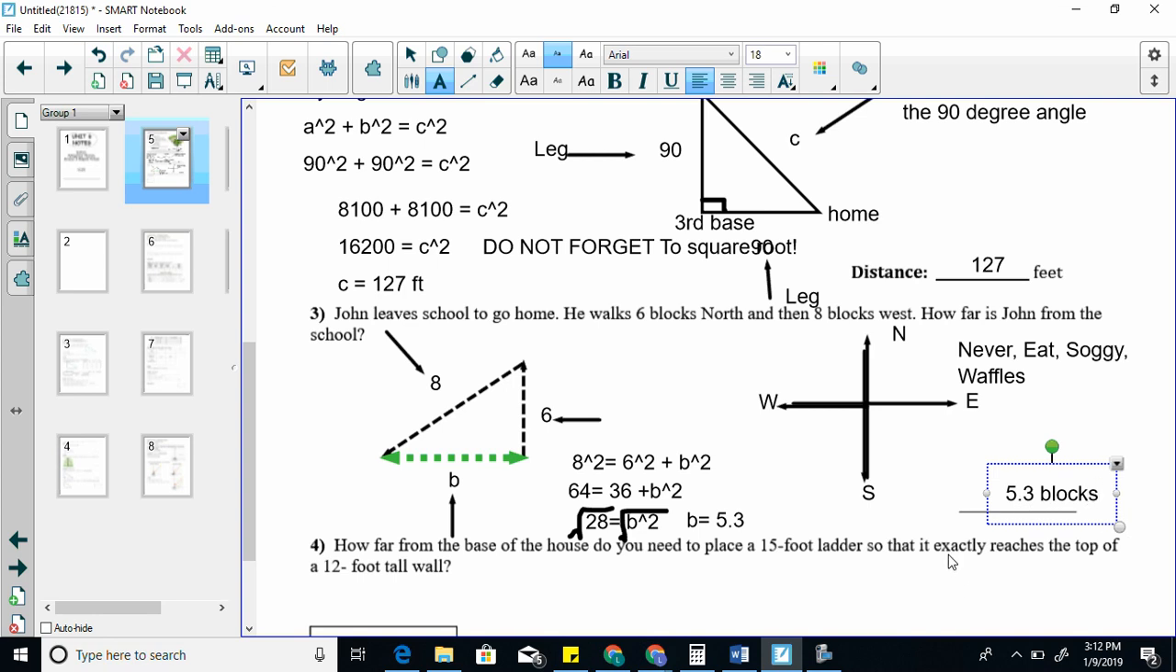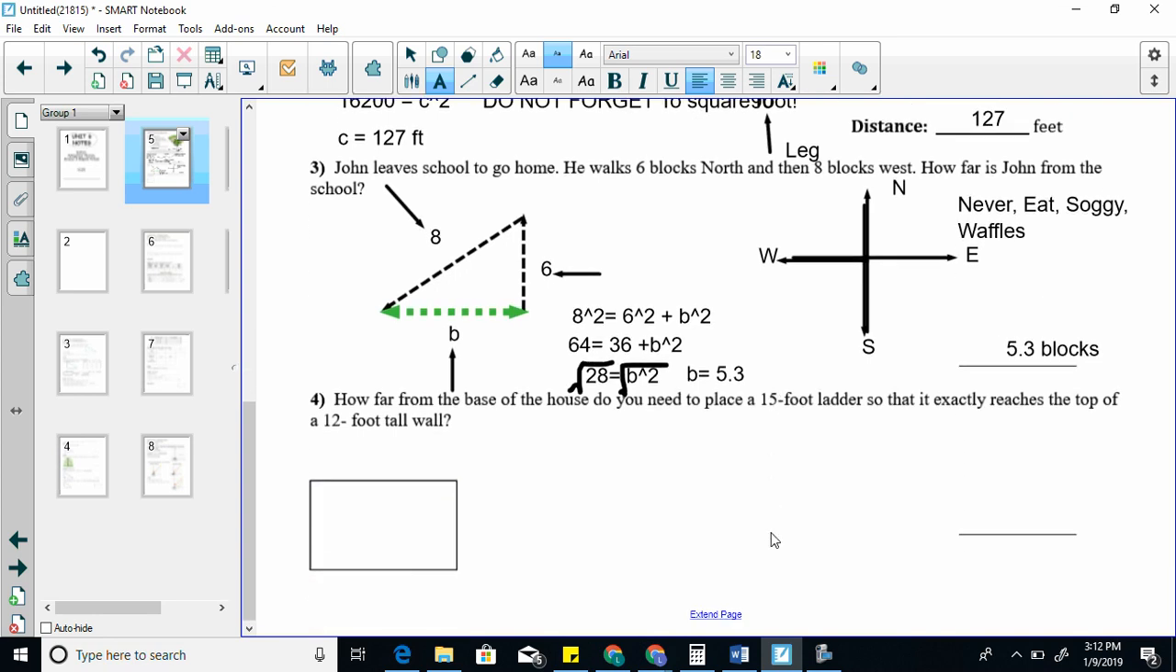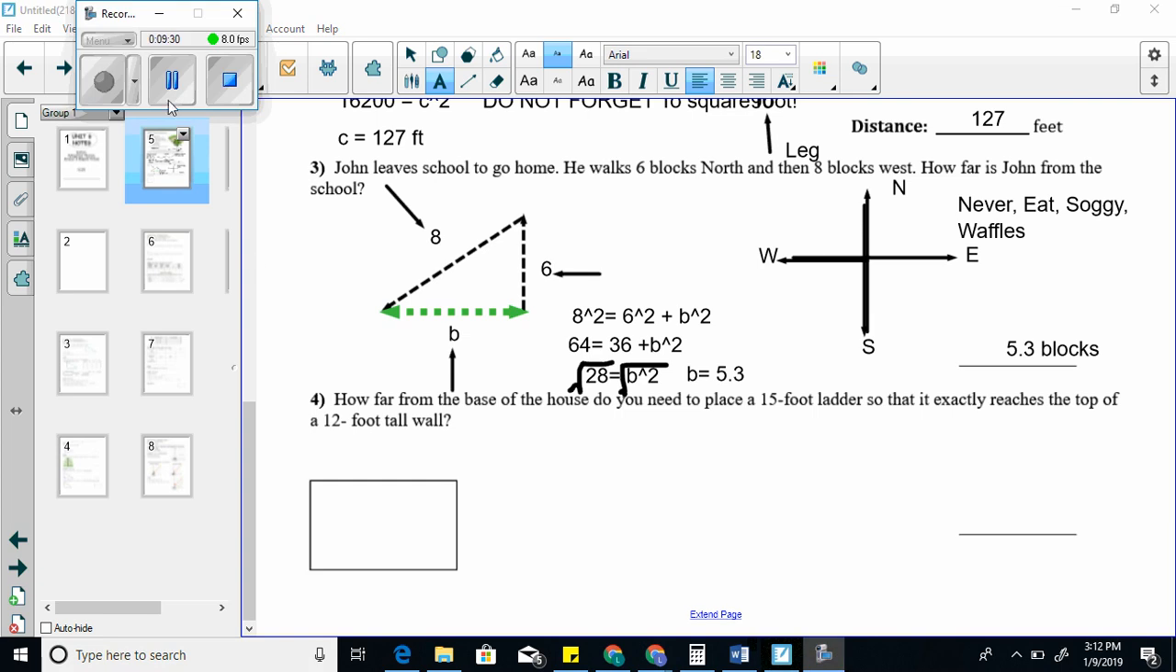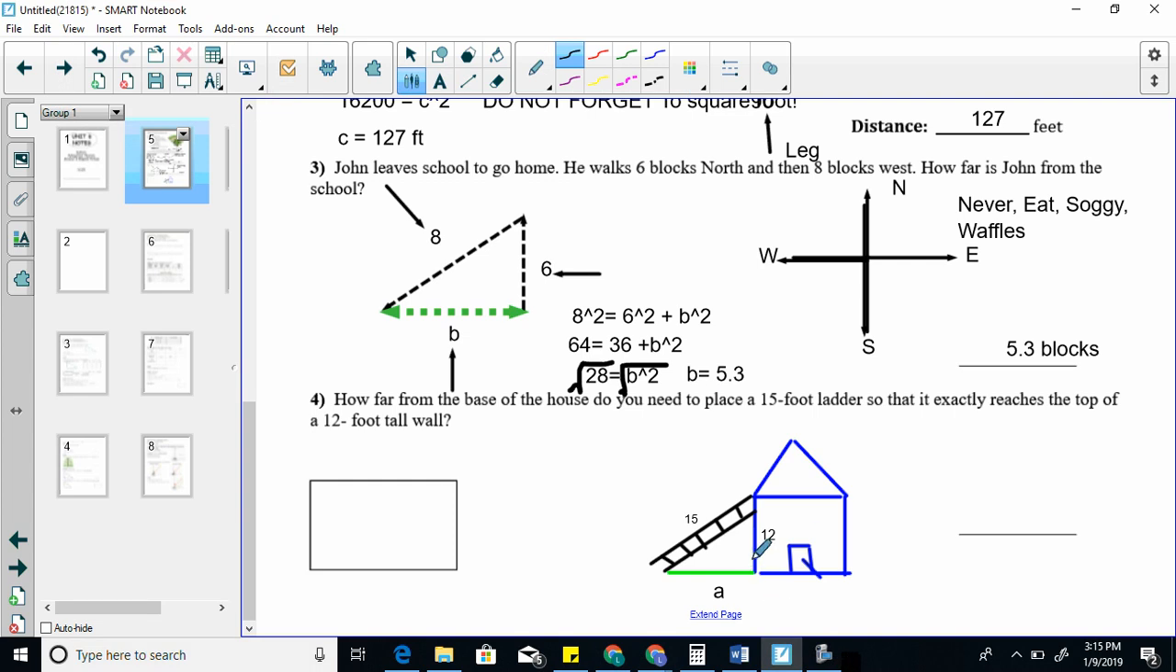Okay, all right. And the last problem here, I'm going to draw a quick picture. You could draw one, you don't have to. All right, that was fast. Here's my beautiful picture. So I'm talking about a house here. It says, how far from the base of the house do you need to place a 15-foot ladder, so that it exactly reaches the top of a 12-foot wall on this house? Once again, when I put a ladder against the wall, I create this 90-degree angle here, which means this is my hypotenuse, this is a leg, and I'm looking for my other leg.